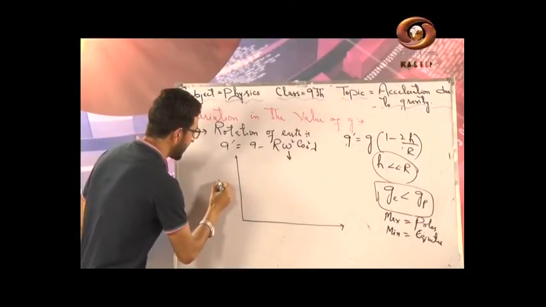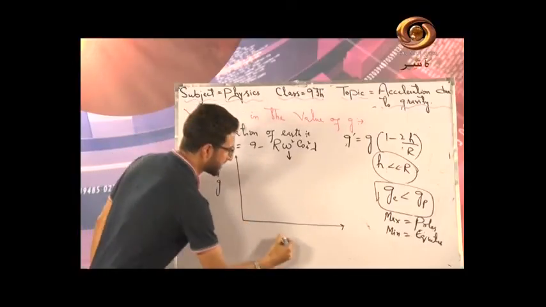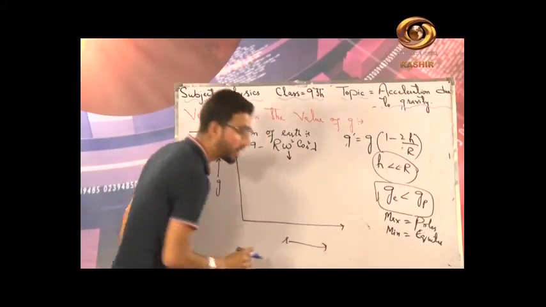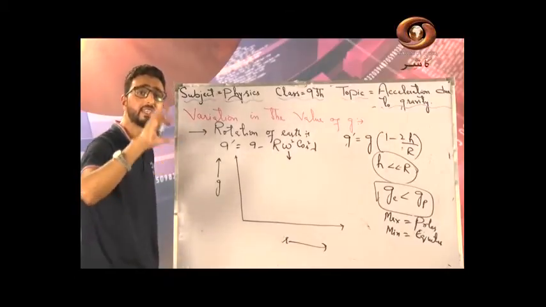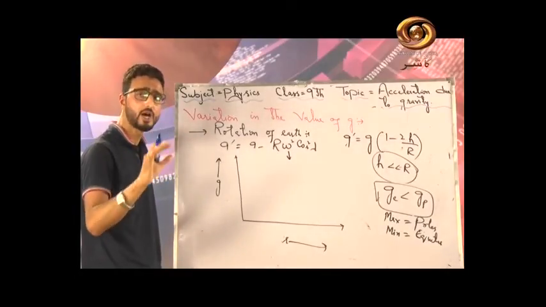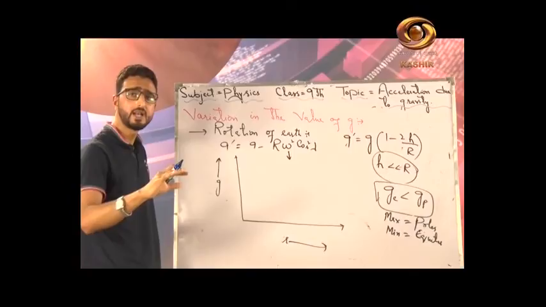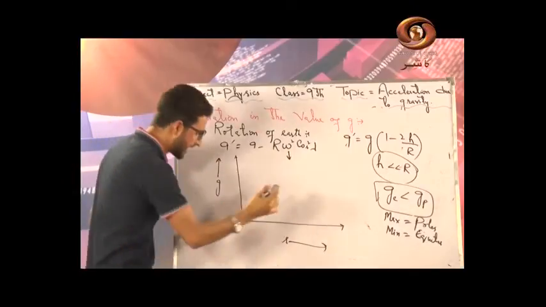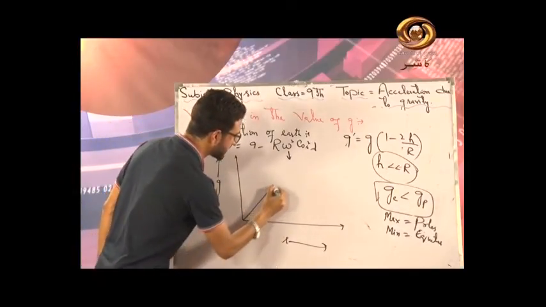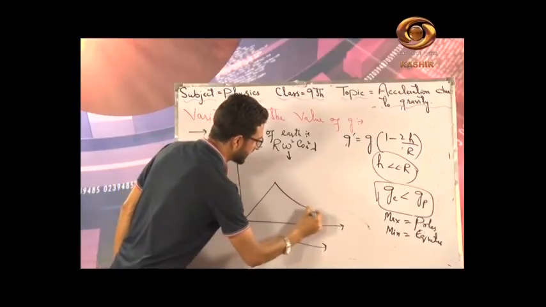So if I plot the variation of acceleration due to gravity with r, this small r is distance from the center of the earth. और ये जो ग्राफ है अभी मैंने आपको बताया, what is small g at the center of earth? It is 0, and the expression and the variation of g is like this. So it will be like this.